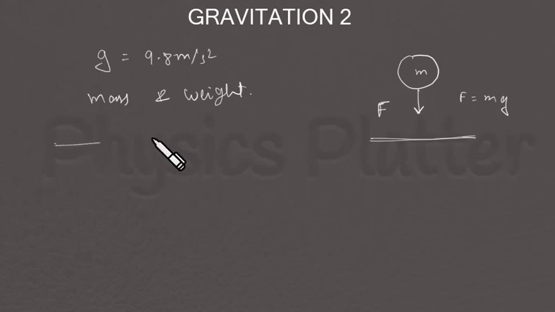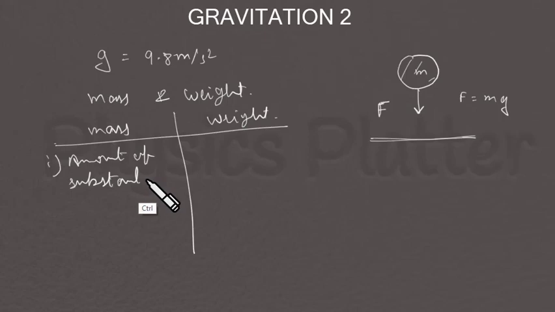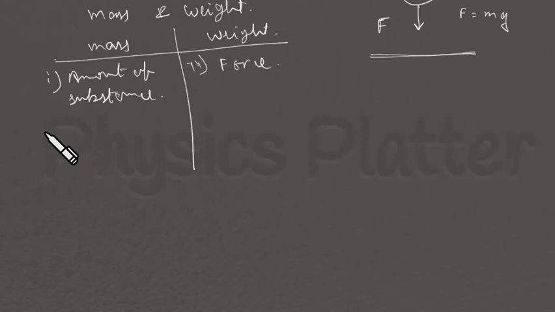If we draw the differences between the mass and the weight, first thing is that mass is the amount of substance that is present within the body, whereas the weight is the force with which the earth is attracting any object towards its center.